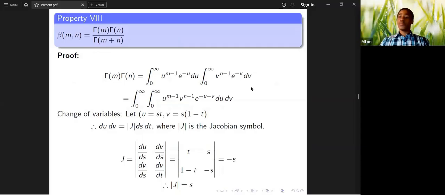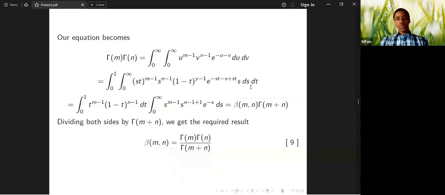Since there's going to be a change in the states of this stuff, because we're in the third dimension, there's going to be a difference in space occupied by this function because of this change of variable. We now have to calculate the Jacobian. When calculating the Jacobian, we get that it's equal to s. So on solving, we get that gamma m times gamma n is equal to beta m of n times gamma m plus n. All we need to do is divide both sides by gamma m plus n, and we have our solution. Let's look into its applications.